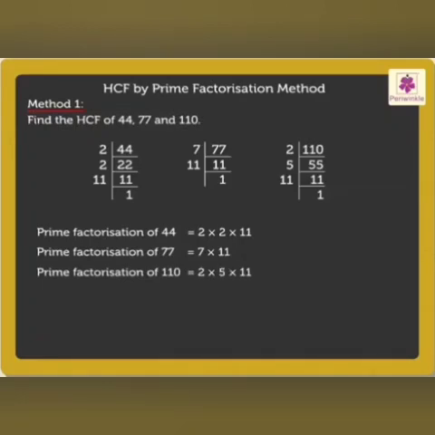Next, circle the common prime factors of 44, 77 and 110. Here, the common factor is only 11. Since there is only one common factor here, the HCF of these numbers is also the same, that is 11.